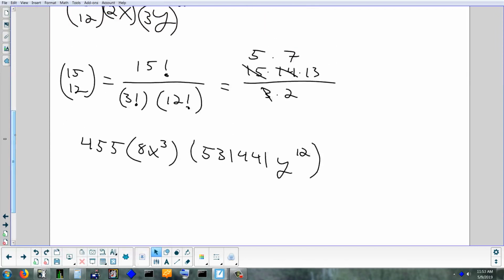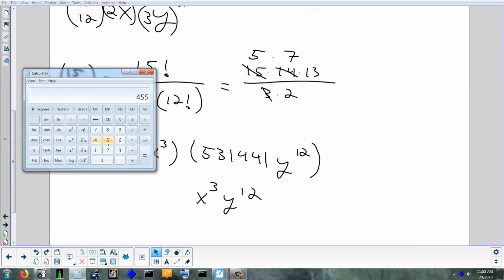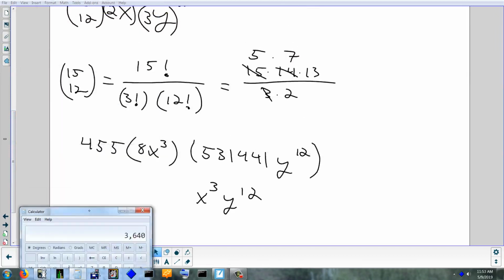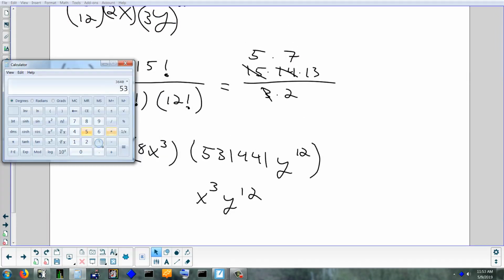Okay. So now multiply together your coefficients, and that's going to tell you the final answer. So we know it's going to be an x cubed, y to the 12th, and it's going to be 455 times 8 times 531,441. We should have gotten 1,934,445,240. Yes, then we did it right.